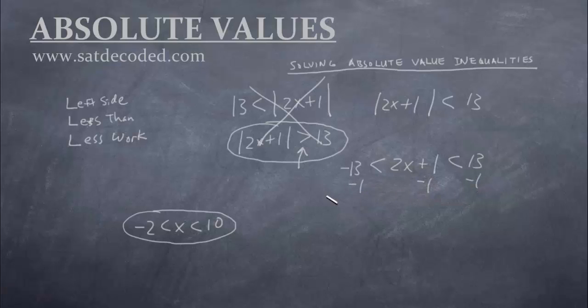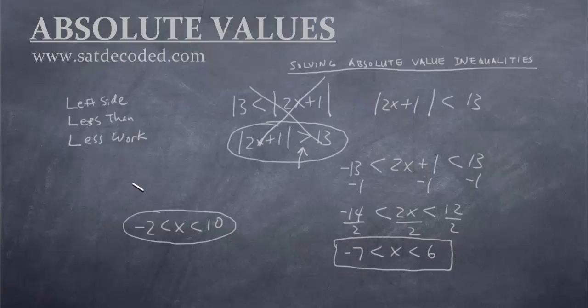So I'm going to subtract 1 from everywhere. So negative 13 minus 1 becomes negative 14, which is less than 2x, because the positive 1 and the negative 1 cancel each other out, which is less than 13 minus 1, which is 12. Now I can divide by 2 everywhere. So what I get is negative 7 is less than x, which is less than 6. Okay, so that's my single statement.